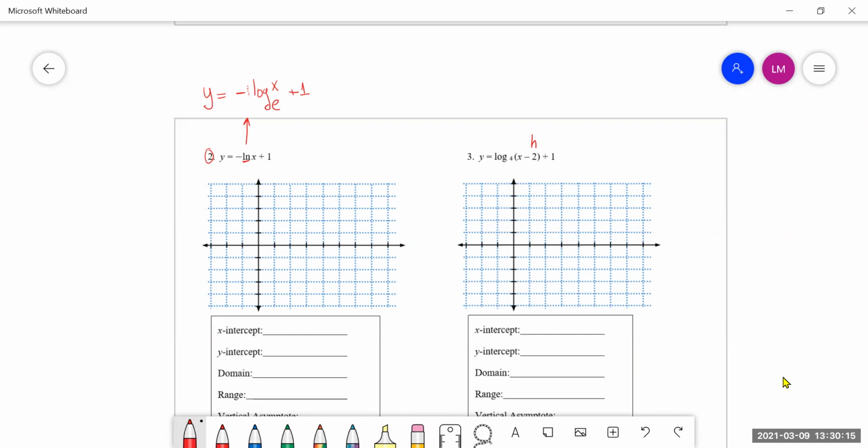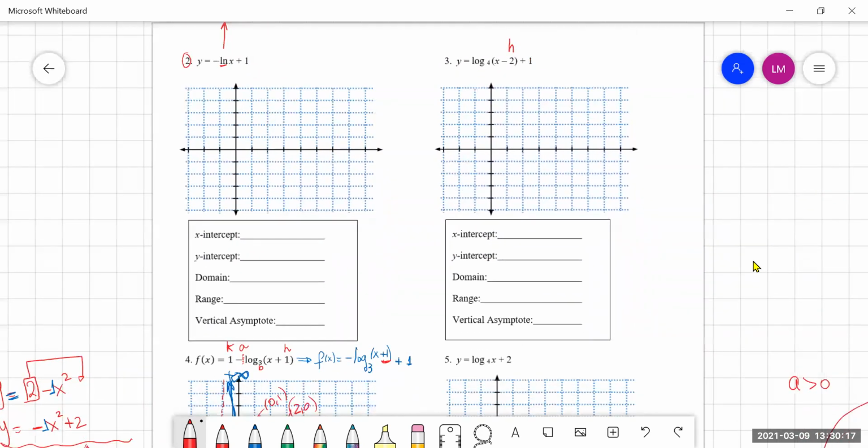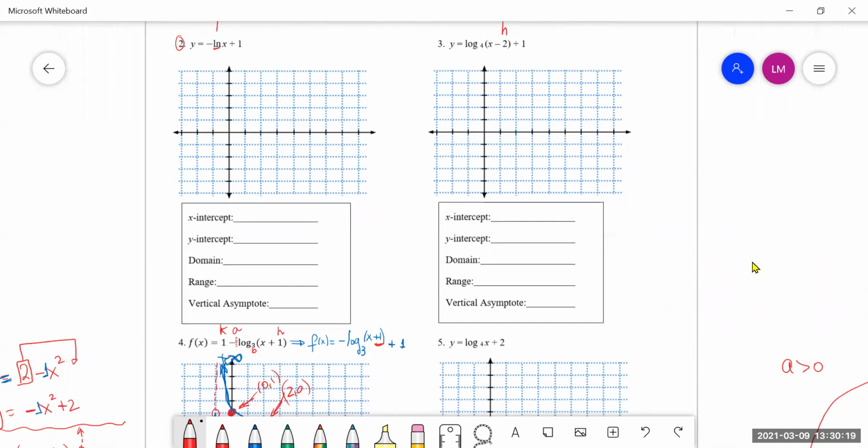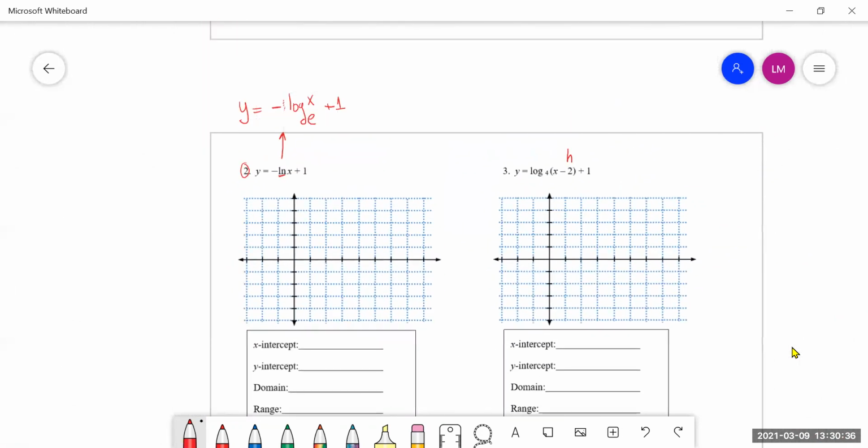Okay, let me see another example to clarify that. Right here on question number 5. Do you see that there is no parenthesis there? So it makes me believe that this is a k value, not an h value. If it was an h, we would have put it in parentheses, just like we have it here. Okay, all right, back to this.